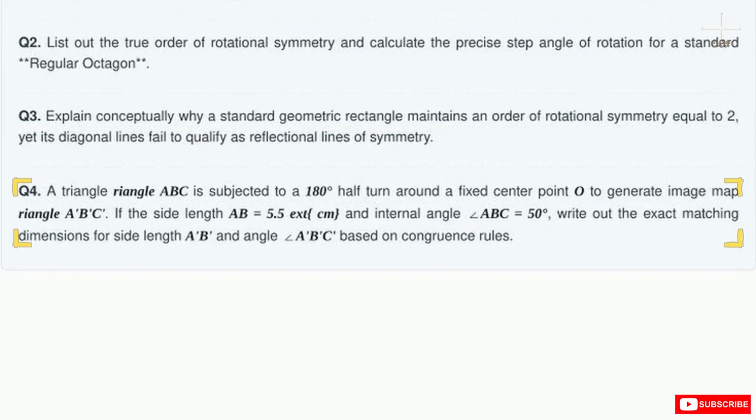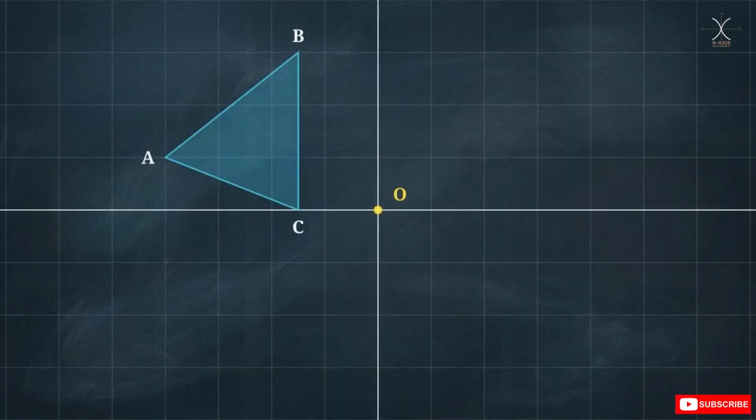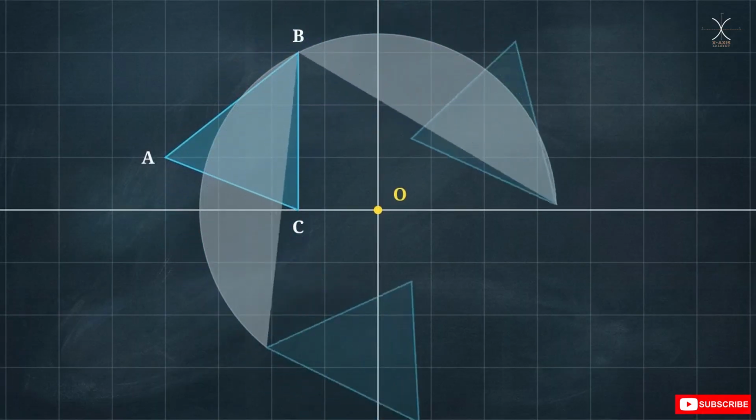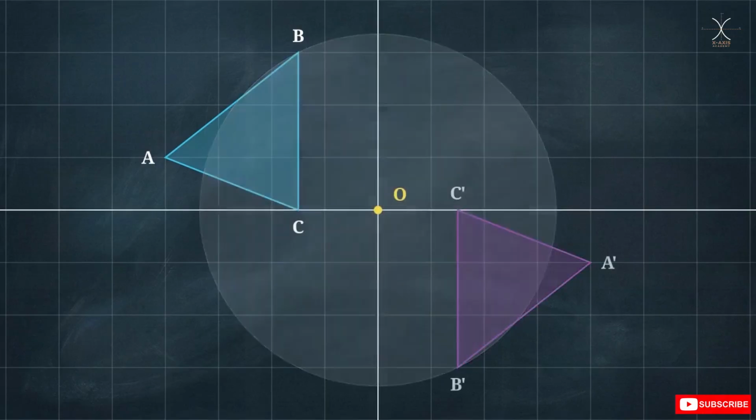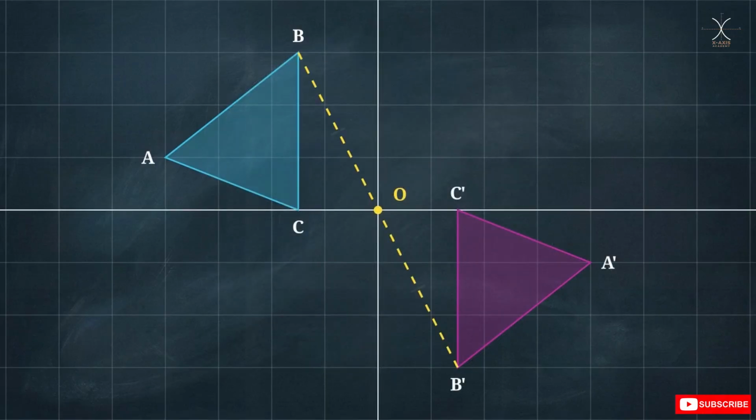In our final problem, triangle ABC is subjected to a 180-degree half-turn around center point O. We need to determine the dimensions of the resulting image, triangle A', B', C'. Under a half-turn, clockwise and counterclockwise trajectories land on identical coordinates. Point P, center point O, and the final image, P', align perfectly straight.